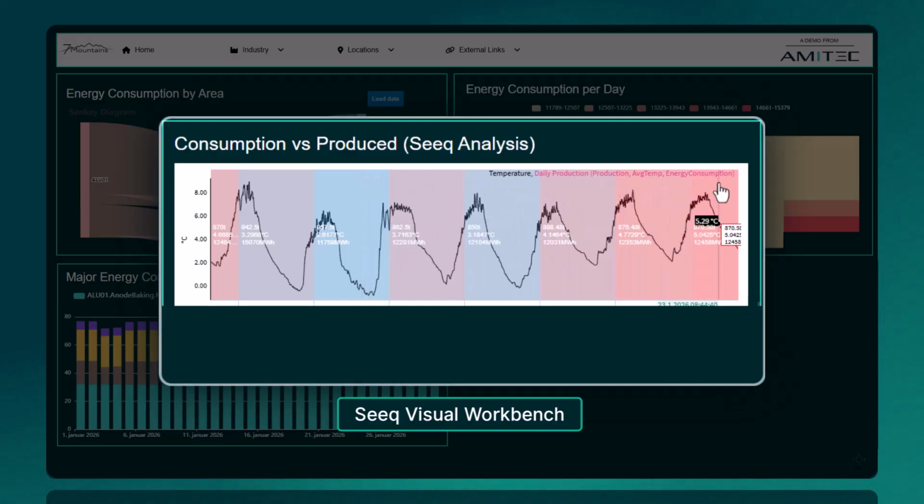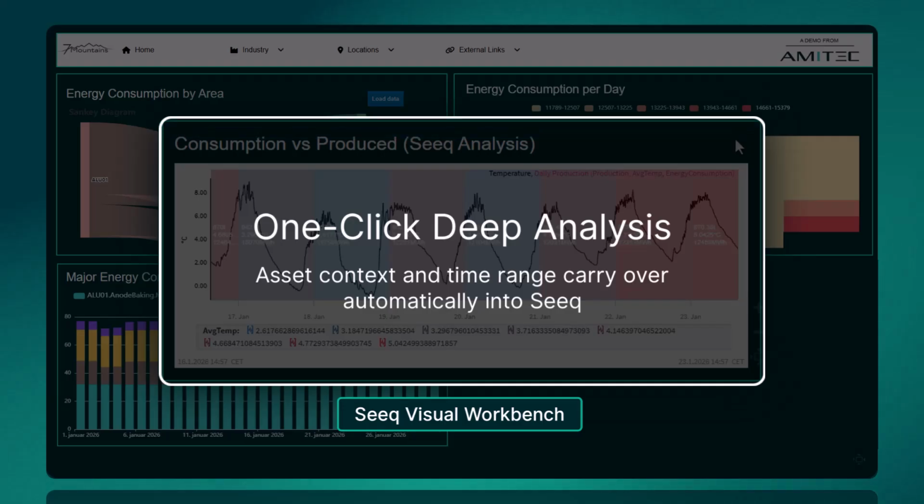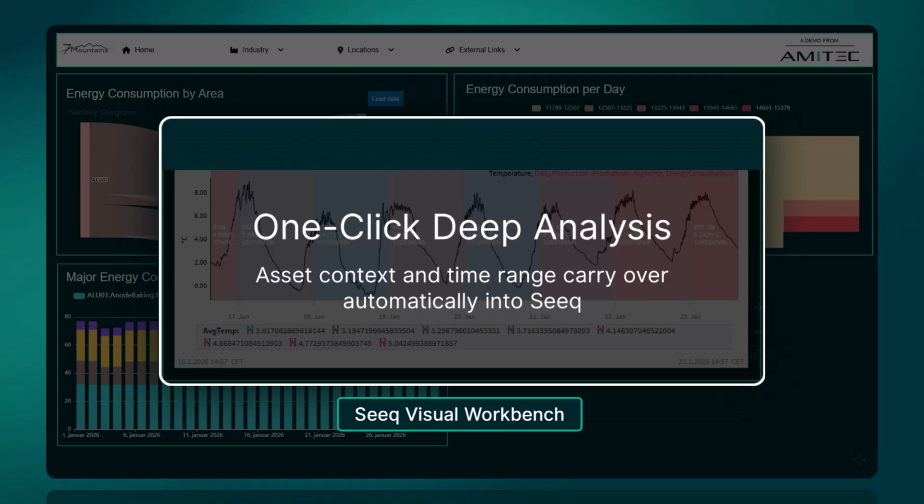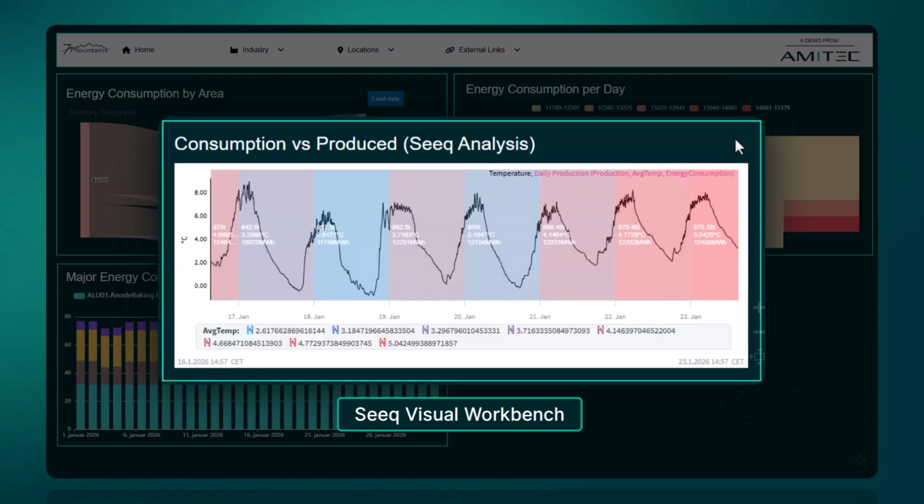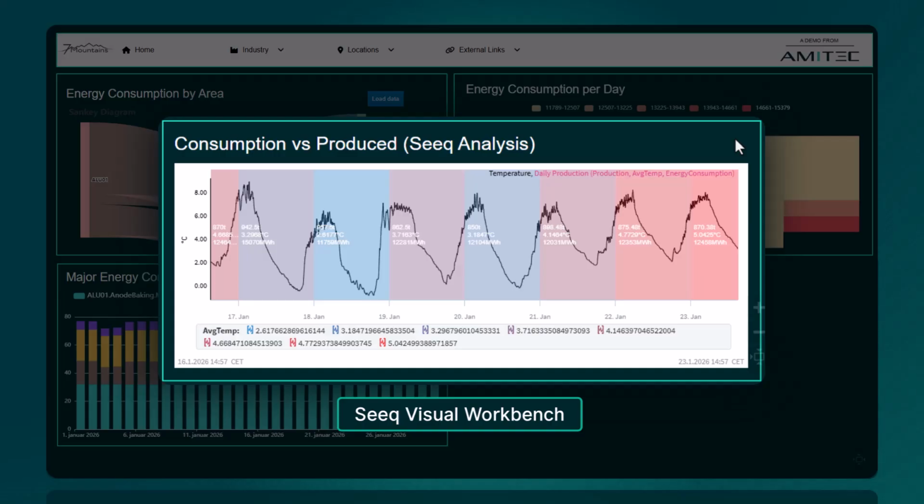The asset context and time range that I've already selected in PI Vision are automatically passed through, which saves time and keeps the analysis consistent. This allows me to compare energy consumption against production, efficiency KPIs, or other AF attributes, and even bring in additional data sources if needed. In practice, this means I can move seamlessly from detecting that energy usage is up by 12% to understanding why that increase happened. PI Vision gives me the overview, and then I can use Seeq to give me the analytical depth to explain it.